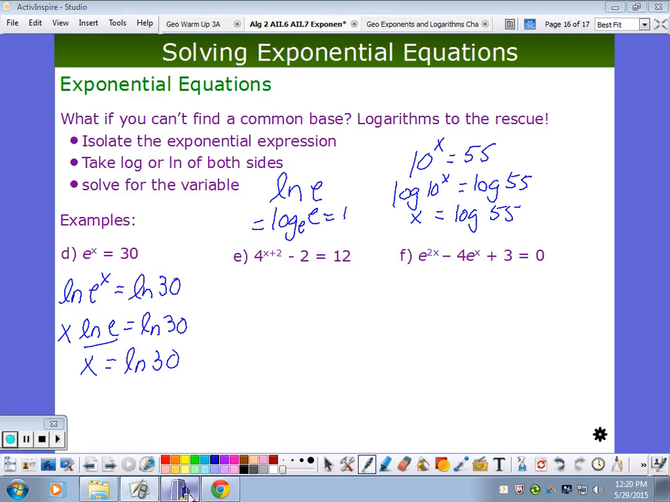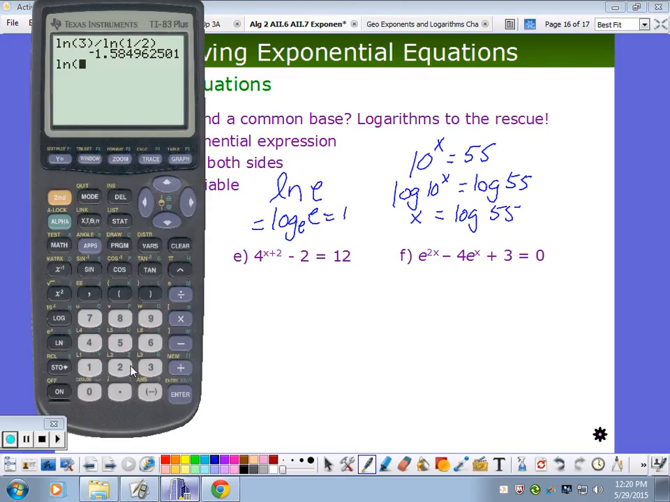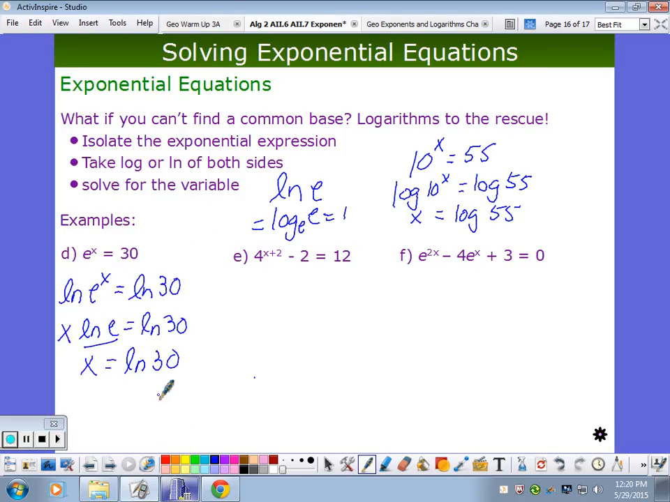Anyway, ln 30, so I can just stick that right in here. No fuss, no muss, assuming I type it in right. 3.4-ish. And of course, using the Christian method, we could have said, well, that's easy. That's log base e of 30 is x. I could get there right away because that log base e is just ln.